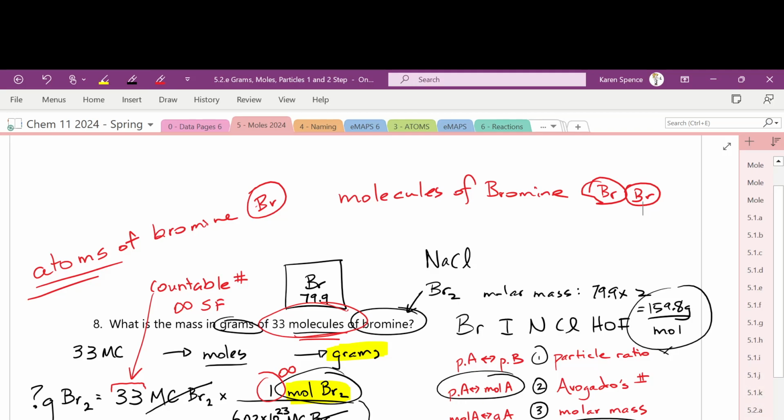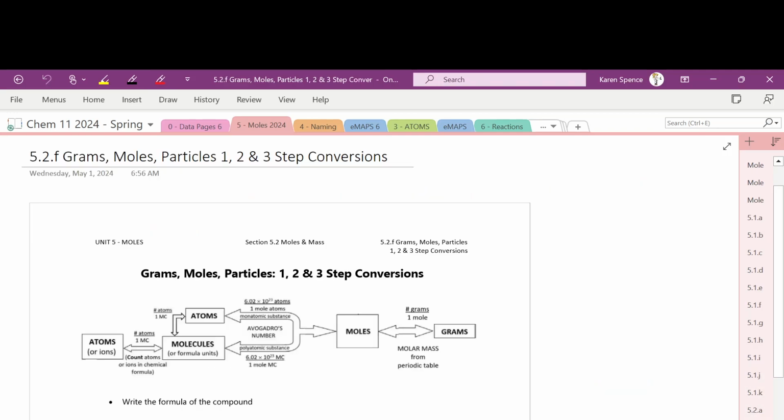Nobody did 3.2F? Well, if you didn't, make sure you do it before tomorrow, because at least 2 of the 5 questions involve 3-step conversions. And you'll need to be able to do those. But they still involve only those 4 conversion factors.